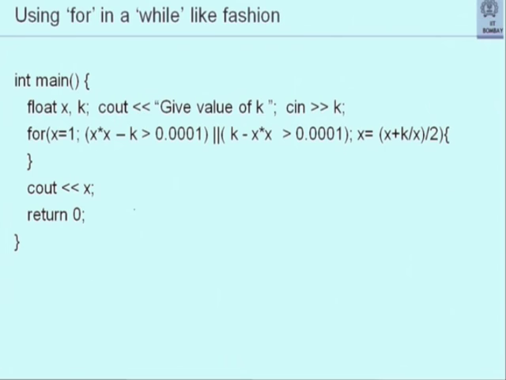What does this for statement say? For x equal to 1, that's the initial value, we understand. So it will start with x equal to 1. Next, it will check the condition. What is the condition? X star x minus k greater than 0.0001, or k minus x star x greater than 0.0001. This is a familiar condition. So it will check this condition and iterate. What is the body? There is nothing inside the body. Ordinarily, for statement will have some statements to be executed.